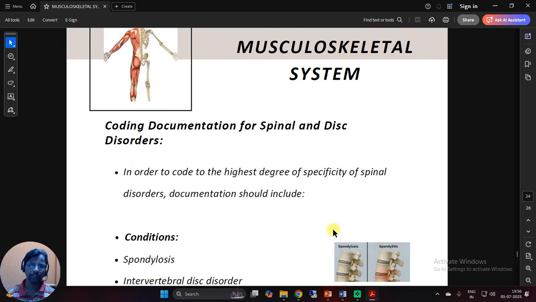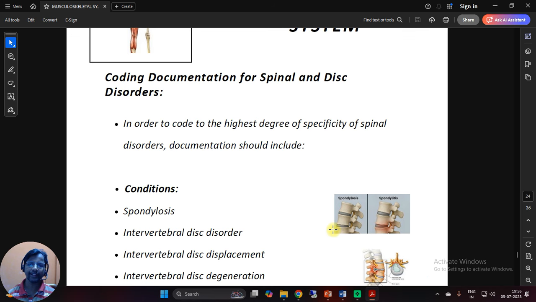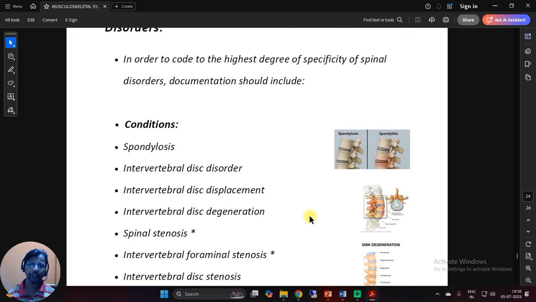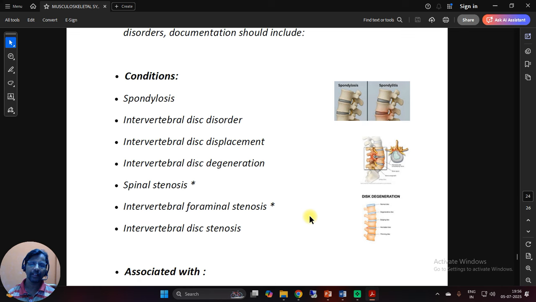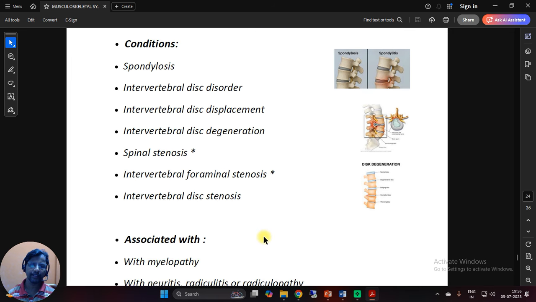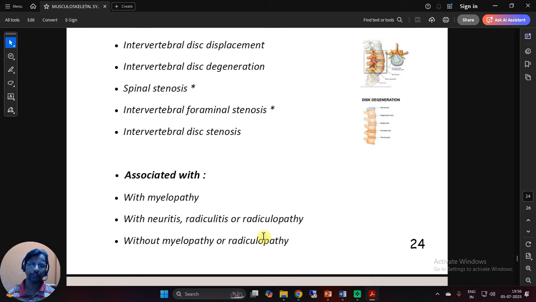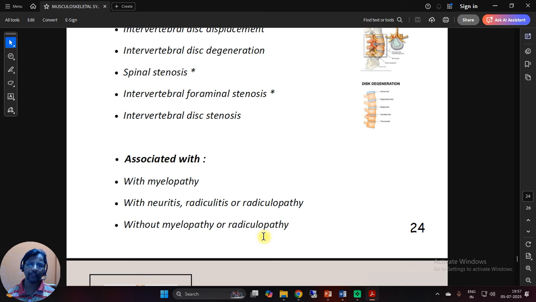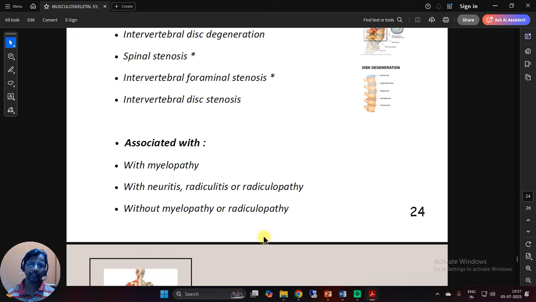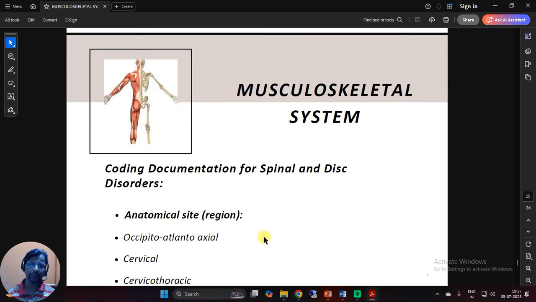Next, in order to code to the higher degree of specificity of spinal disorder, documentation should include the condition. What is the exact condition the patient is experiencing currently? Spondylosis, intervertebral disc disorder, intervertebral disc displacement, disc degeneration, spinal stenosis, foraminal stenosis, or intervertebral disc stenosis. And also you need to check whether it is associated with myelopathy, a disease of the myelin sheath, neuritis, or without myelopathy or radiculopathy.